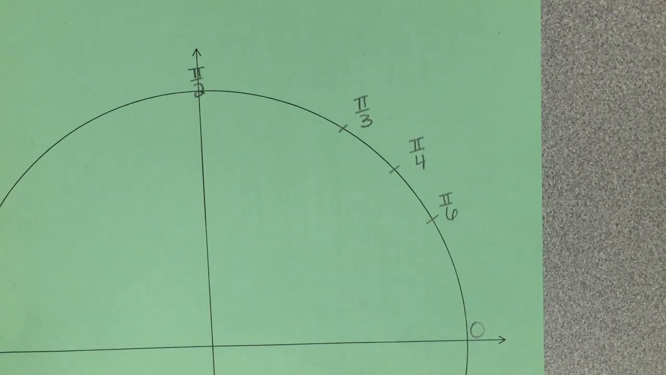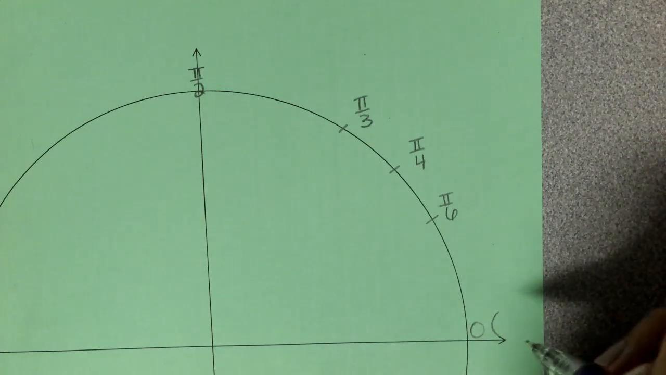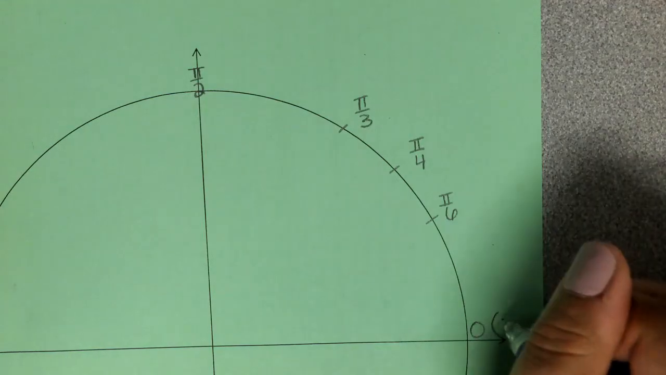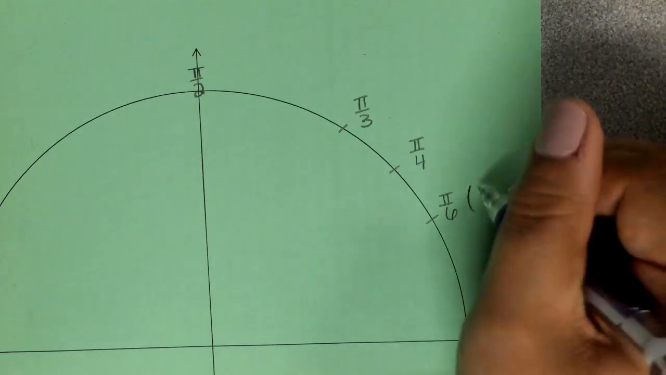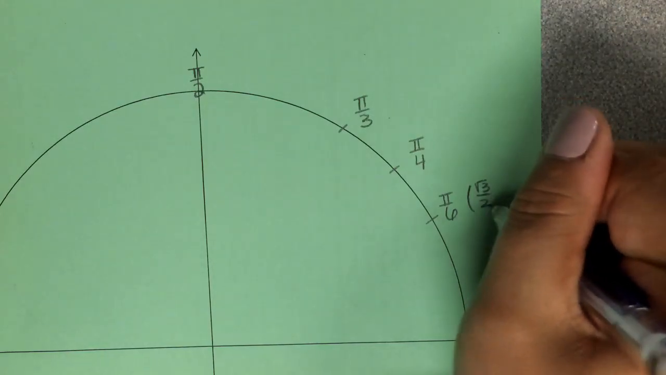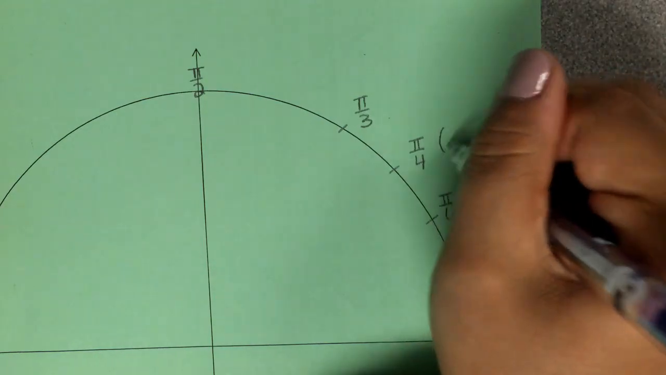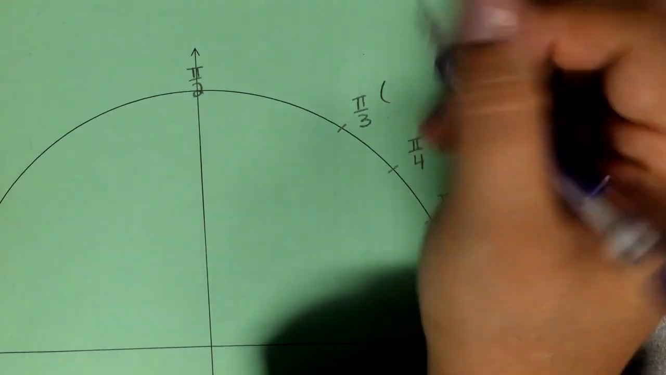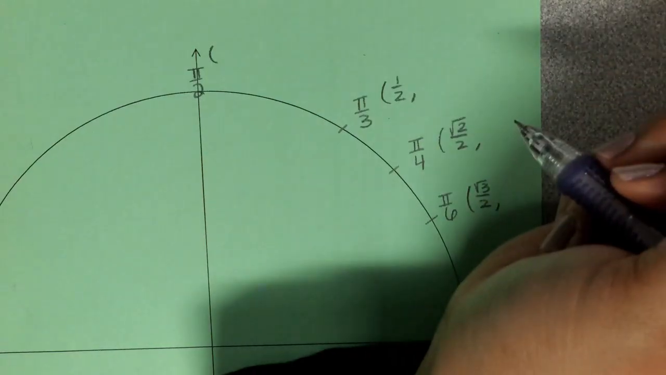Okay, now let's talk about the sine and the cosine. What is my cosine of 0? 1. What's the cosine at pi over 6? Square root of 3 over 2 is correct. What about pi over 4? Square root of 2 over 2. Please write this down. Pi over 3. Is it coming back to some of y'all? Yes. And pi over 2.